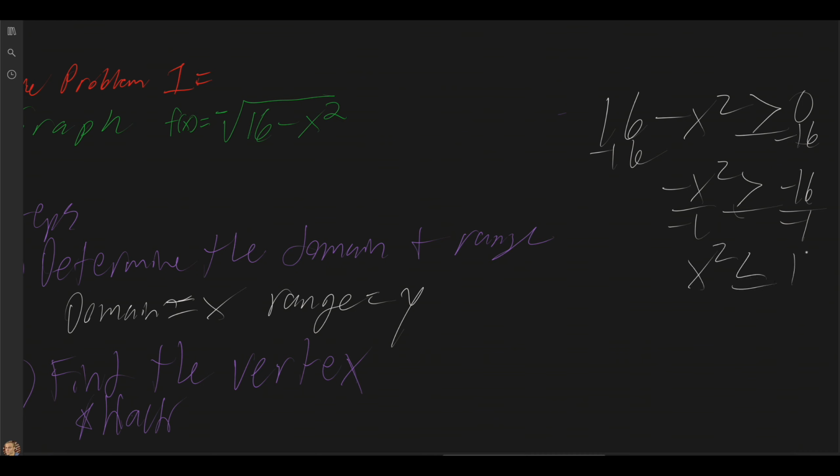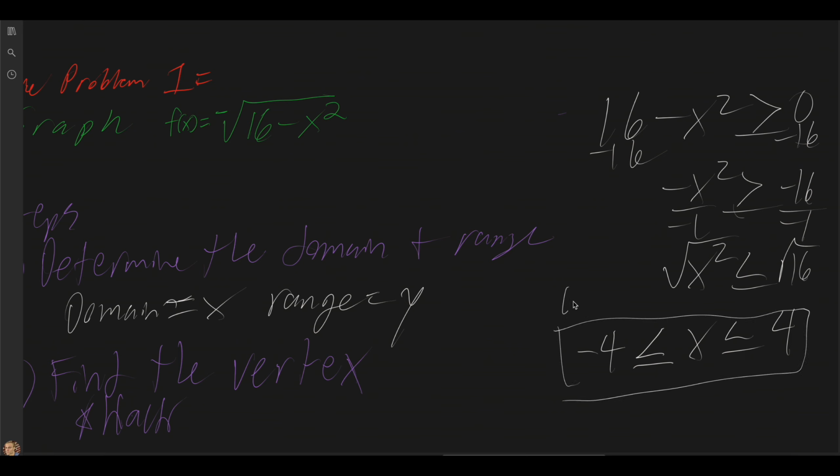And then finally we square root, so x is going to be less than or equal to 4. And since we're dealing with a semicircle altogether, since we have an x squared inside of a square root, we can already attest that we would have a -4 over here. So this would be our domain.